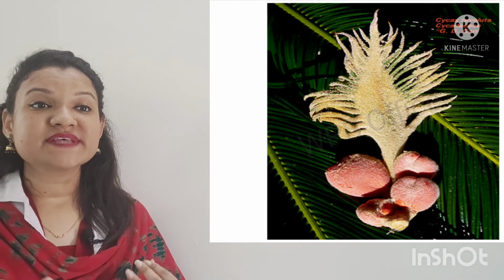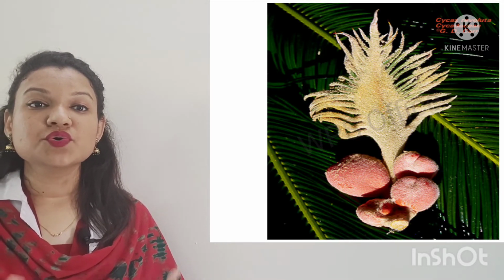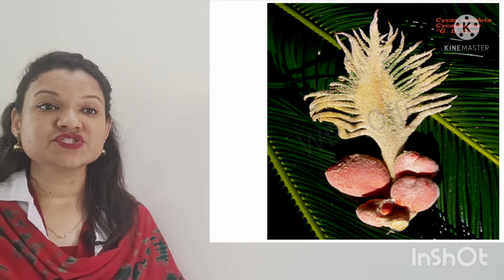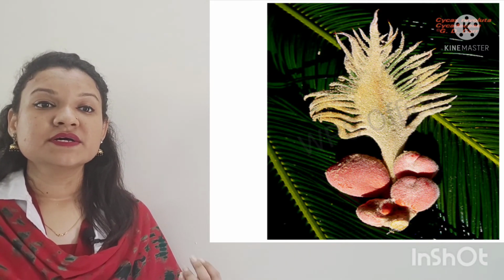The ovules of Cycas are the largest in the plant kingdom. The ovules are orthotropous, that is, short and straight, and unitegmic, that is, with one integument.